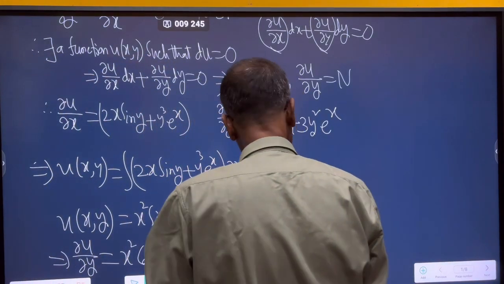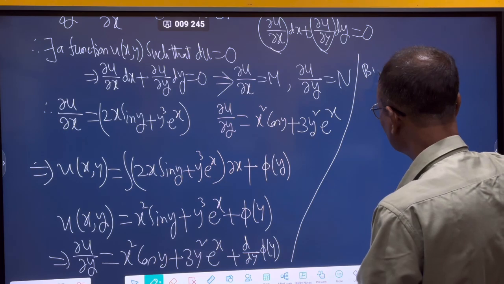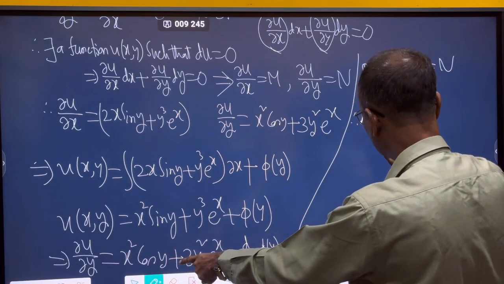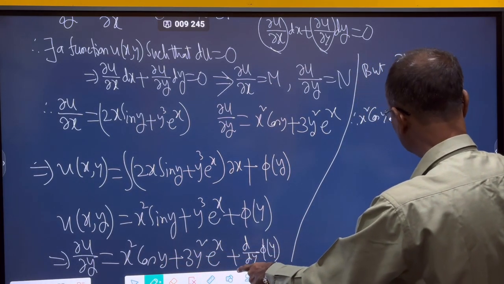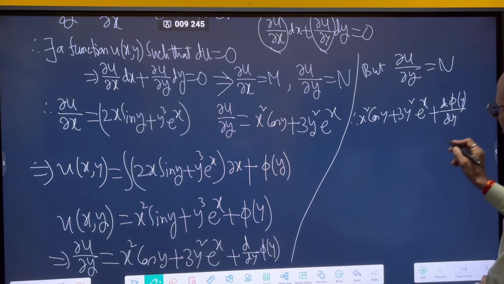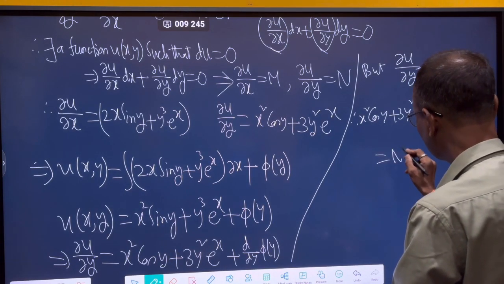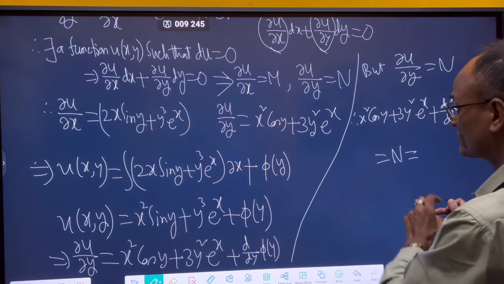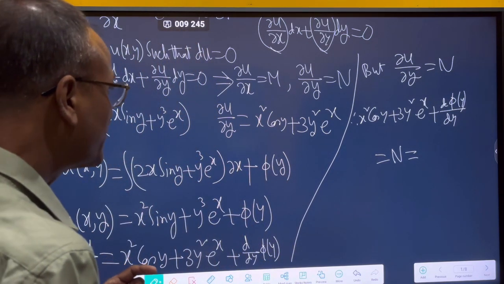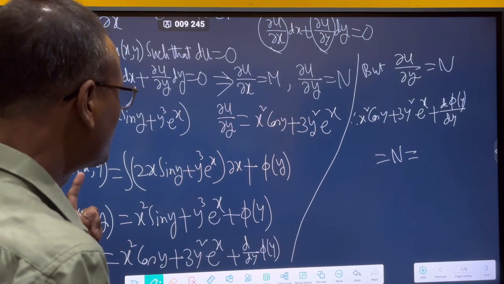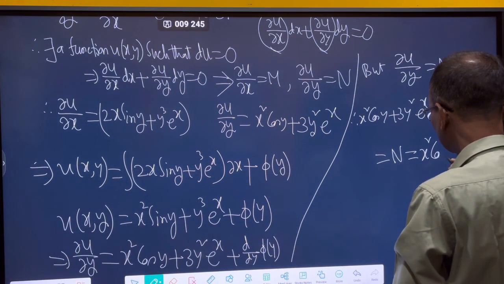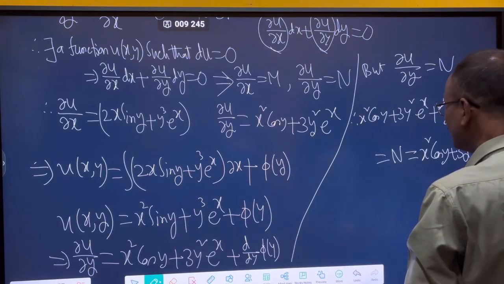But this should be equal to N. But del u by del y equal to N. Therefore, x square cos y plus thrice y square e to the power x plus d phi by dy equal to N. What is N? N is equal to x square cos y plus thrice y square e to the power x.